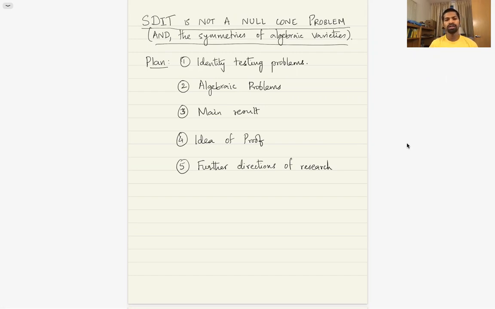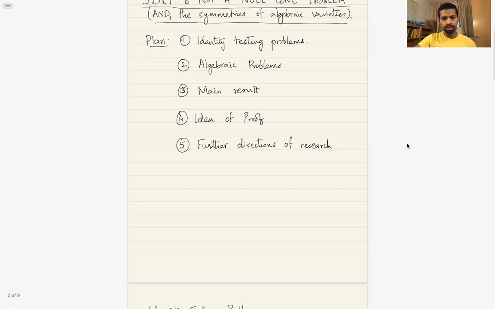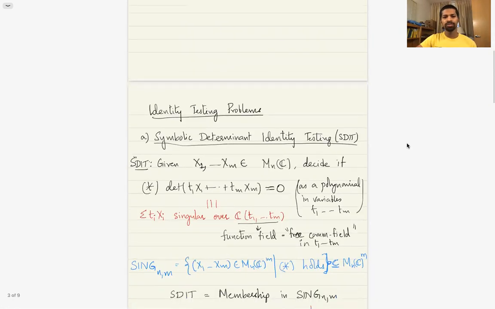And then in the third part, I will state our main result. This is joint work with Avi Wigderson. And then I will give you a little bit of the idea of the proof. Unfortunately, there are quite a few non-trivial techniques involved, and I cannot go into detail about all of them due to time constraints. And then finally, I'll present just a few snippets of some high-level future directions of research in this exciting area. So let me start with identity testing problems.